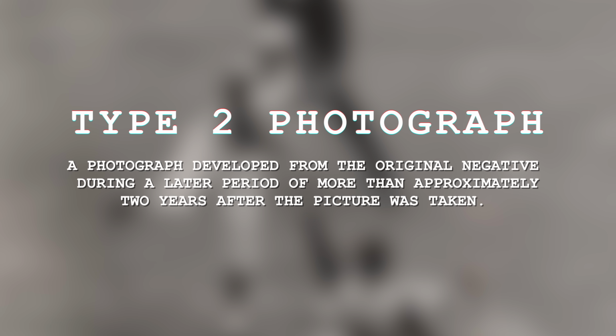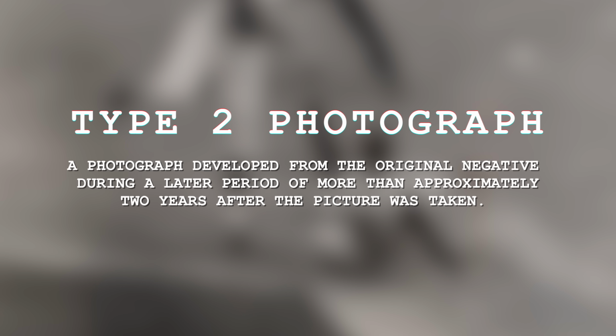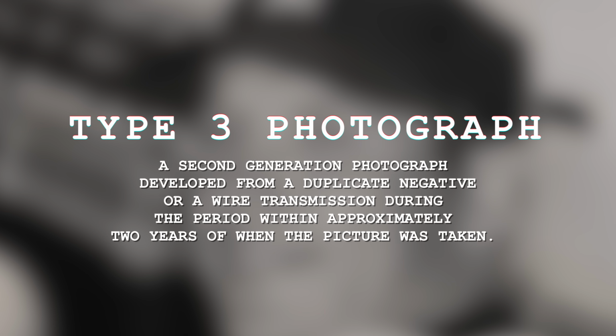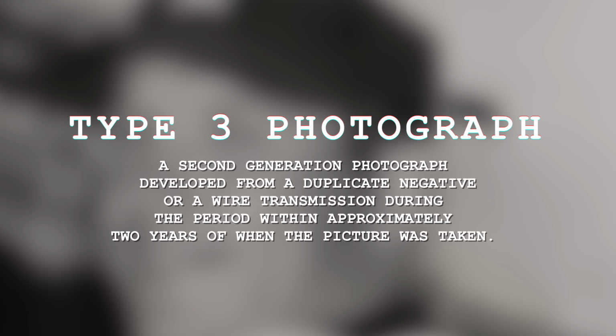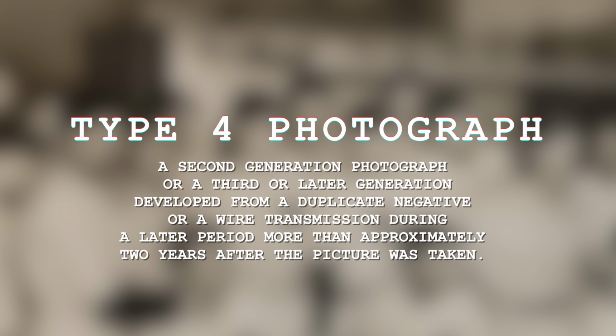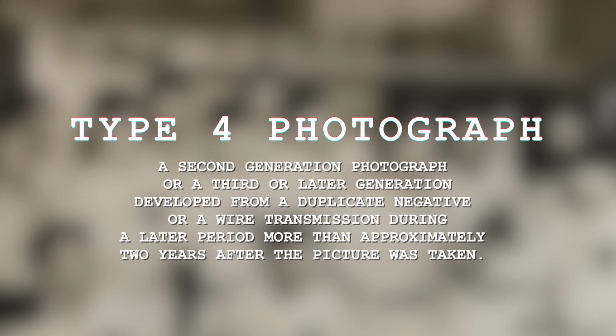So that's type 1, but tell me about types 2, 3, and 4. A type 2 is a photograph developed from the original negative during a later period, more than approximately 2 years after the picture was taken. Type 3 is a second generation photograph developed from a duplicate negative or a wire transmission during the period within approximately 2 years of when the picture was taken. And finally, a type 4 is a second generation photograph or a third or later generation developed from a duplicate negative or wire transmission during a later period more than approximately 2 years after the picture was taken.